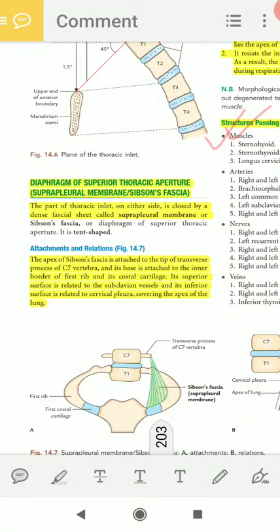Now we should know a term, that is the diaphragm of the superior thoracic aperture, or another name is the suprapleural membrane or Sibson's fascia. So from the name we can have an idea. This is a fascia, Sibson's fascia.